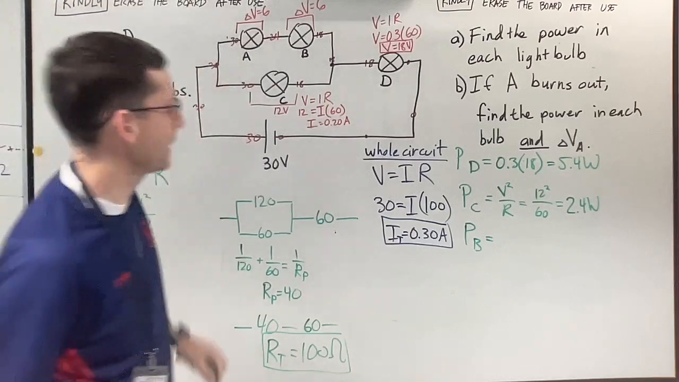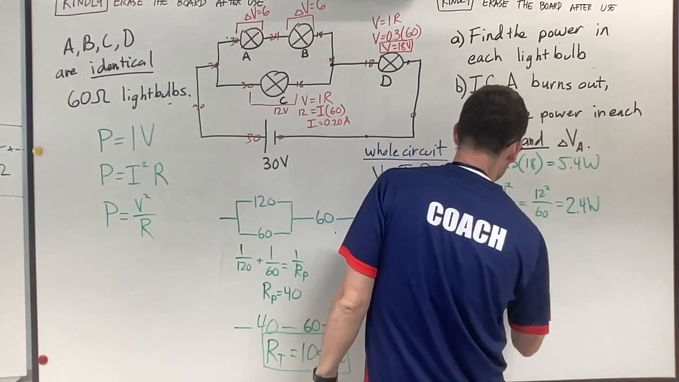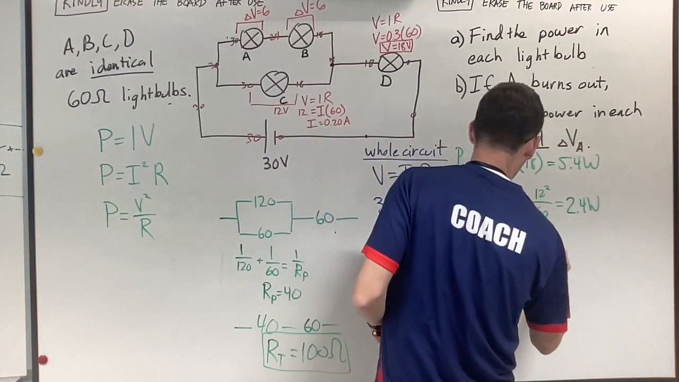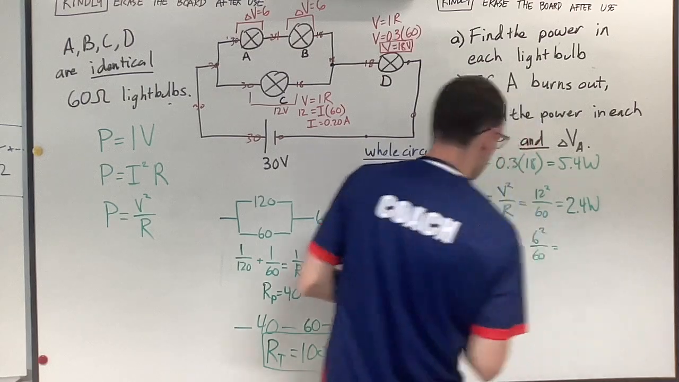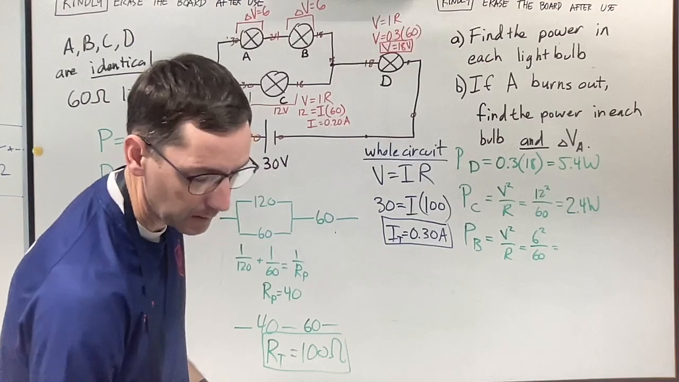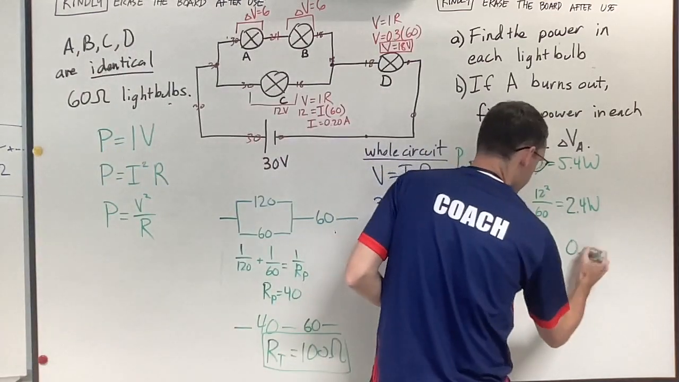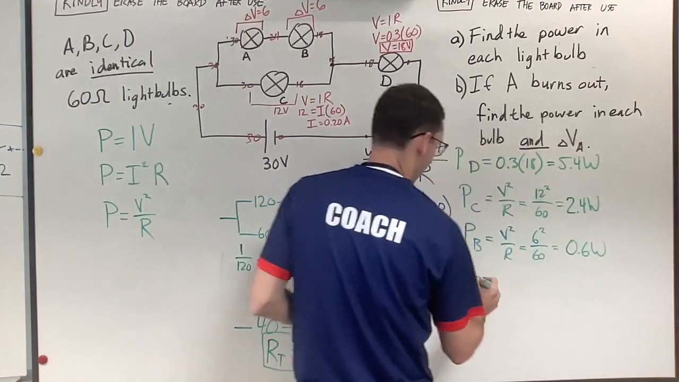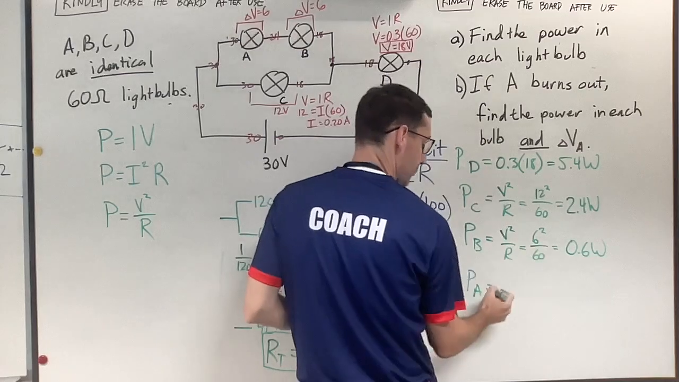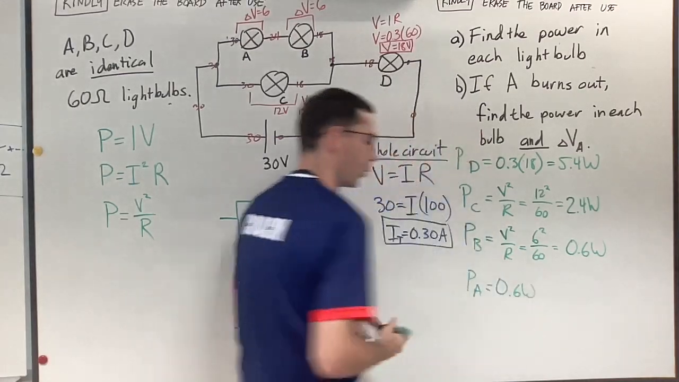I'm going to go ahead and do this. So I'm going to have V squared over R. The V is 6. So 6 squared over R, which is 60. So I'm going to go 6 squared, which is 36. And then divide by 60, so I get 0.6. And then, of course, A has the same potential difference, the same resistance, so that will also be 0.6 watts.